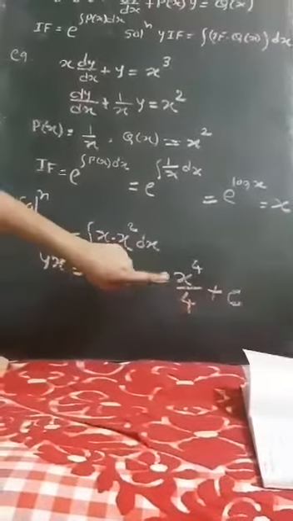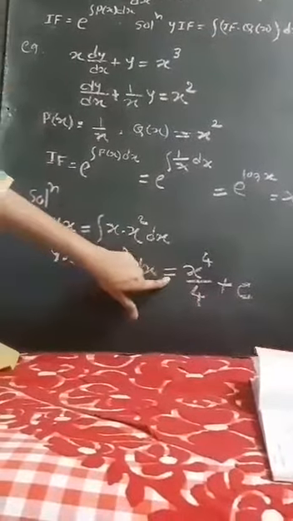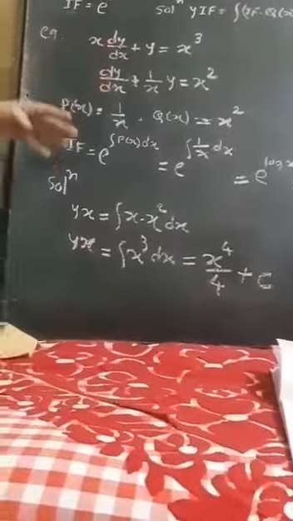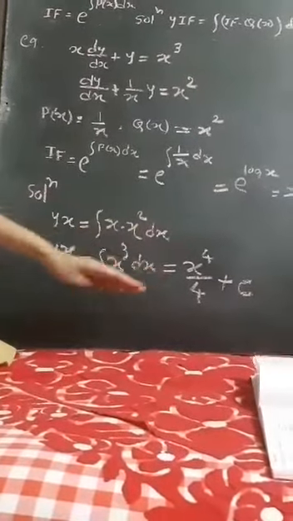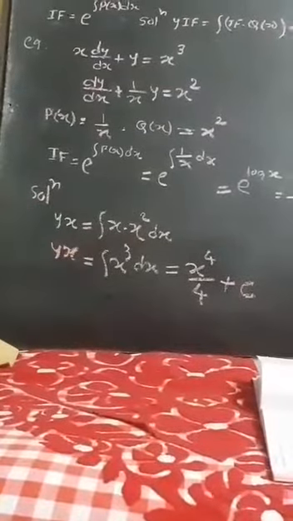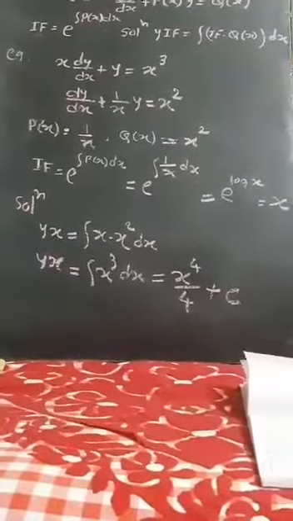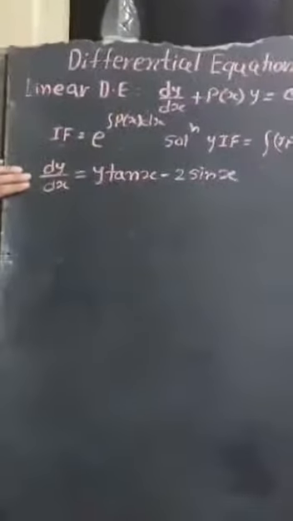Don't write two equal to signs on one line. Because of shortage of this board, I have done this. But you have to write this step below and you will get your answer. Okay, so this is a bit difficult example of linear differential equation, but recognizing is very simple. As we are having single y, this is a linear differential equation.